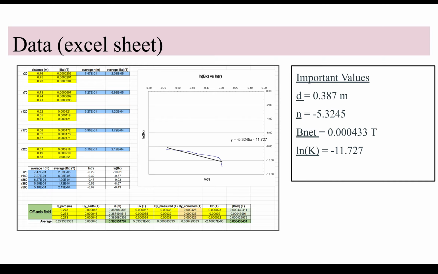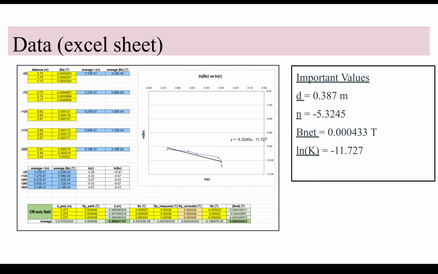And those values will become really important if you look on the right-hand side over here. So obviously we have our distance, which is our average off-axis field distance, or distance perpendicular, which is 0.387 meters, which is calculated again by the chart. And then our n value is going to be our slope value for that line we created on the graph, which is negative 5.3245. Our B net is also calculated by the chart and is 0.000433 Tesla.